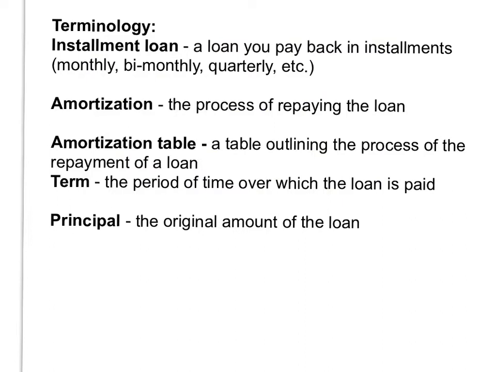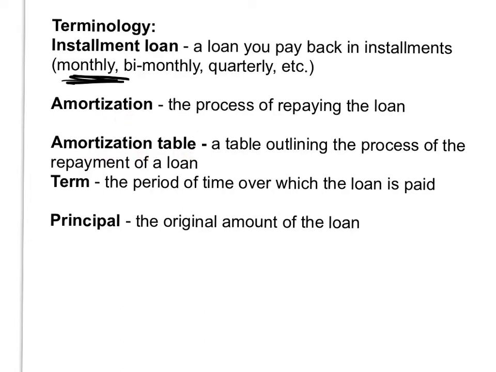All right, so some other important terminology. An installment loan, I kind of talked about this one already, but an installment loan is a loan that you pay back in installments. So in other words, you're going to pay monthly, bi-monthly, quarterly, etc. I'm just going to underline monthly because typically they are paid back every month. Amortization is the process of repaying a loan, and I'm not so concerned about that word as to how we're going to use it down here.